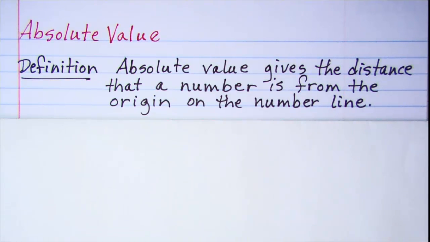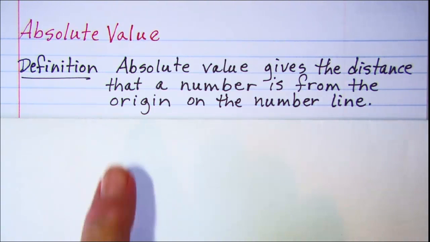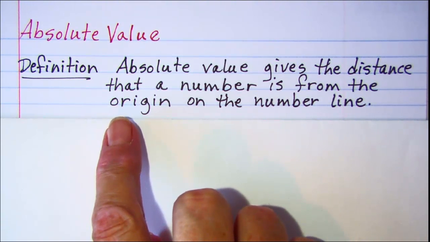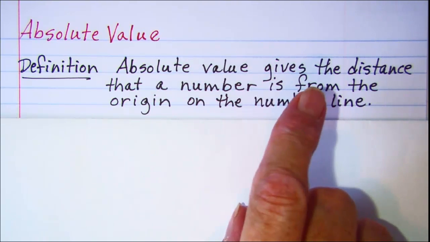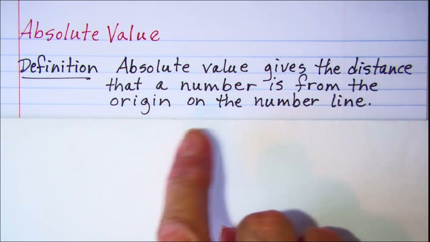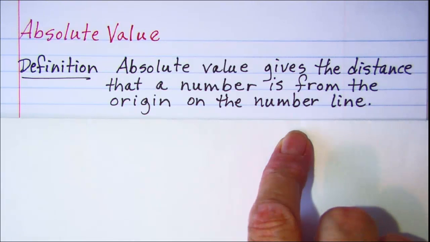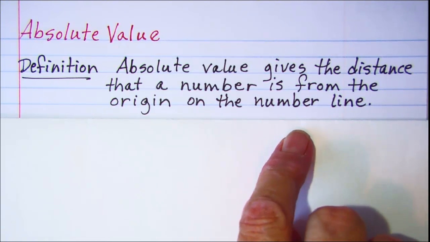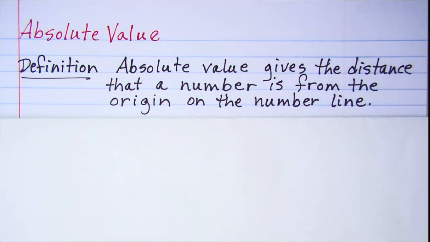In this video, we'll be looking at absolute value equations and inequalities. First of all, the definition. Absolute value gives the distance that a number is from the origin on the number line. So since distance is always positive, that's why absolute value is always positive.